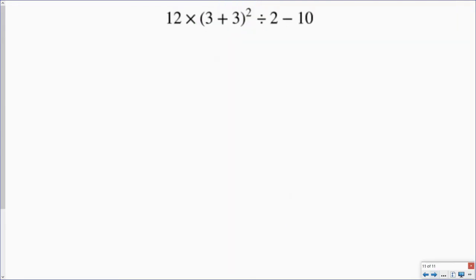Let's take a look at this expression. 12 multiplied by parentheses 3 plus 3 parentheses squared divided by 2 minus 10. All right, so the first thing I need to look at is my parentheses. I do have those, which is right here. 3 plus 3 is 6. Now, it says parentheses and then it has a square outside. That means whatever's inside the parentheses is squared. So this means 6 is squared. And then everything else stays the same.